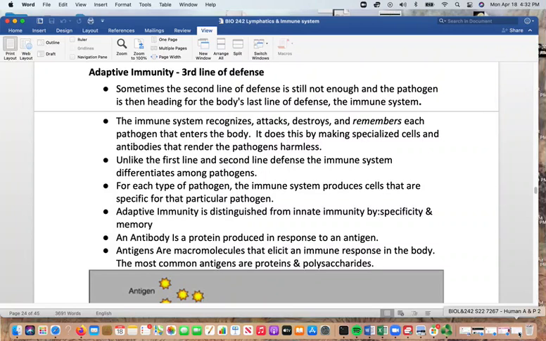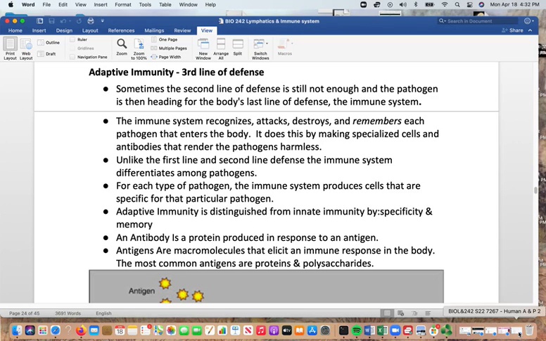So we're going to continue with the lymphatics and immune system, looking at adaptive immunity, or the third line of defense. Sometimes things are going to get past the first and second line of defense. It's still not enough. And so at this point, when the third line kicks in, the immune system is going to recognize, attack, and destroy.